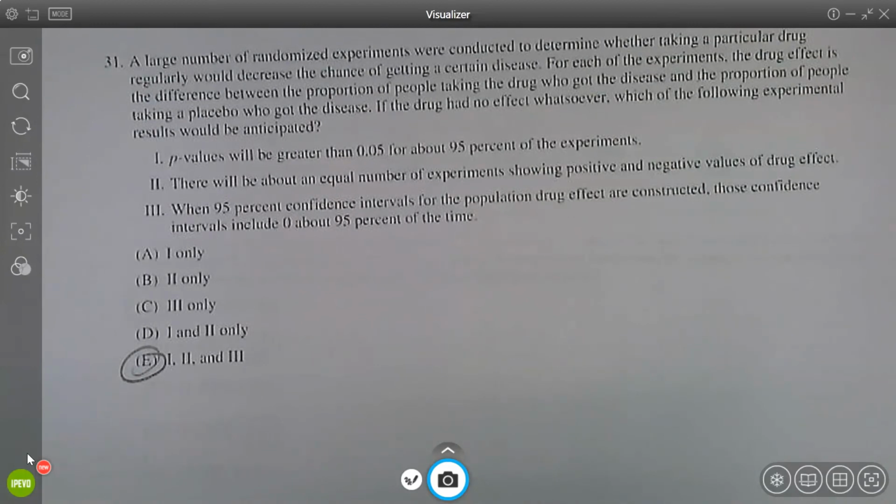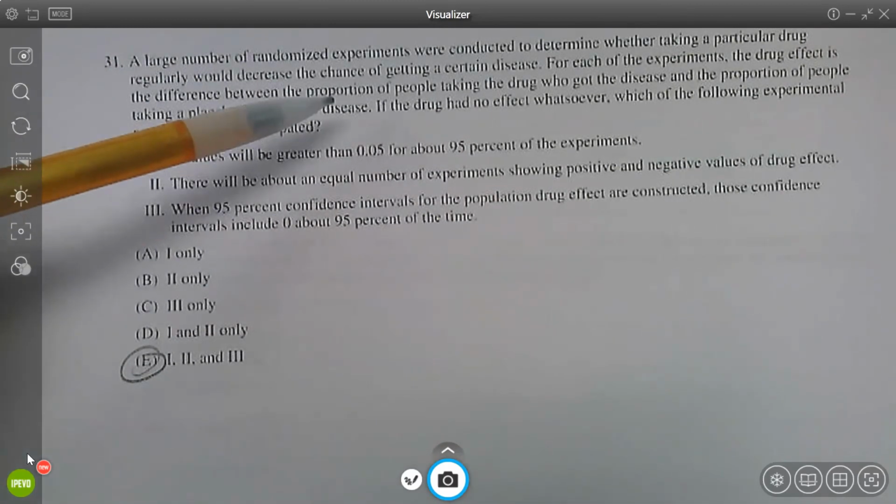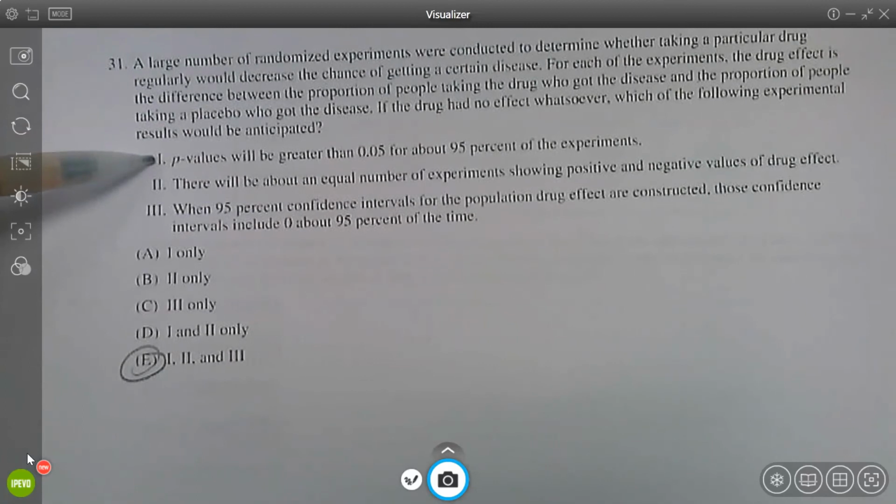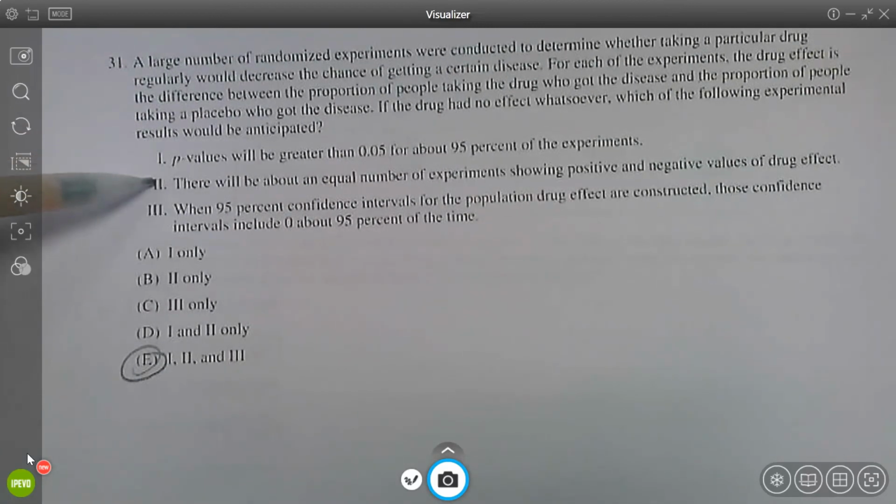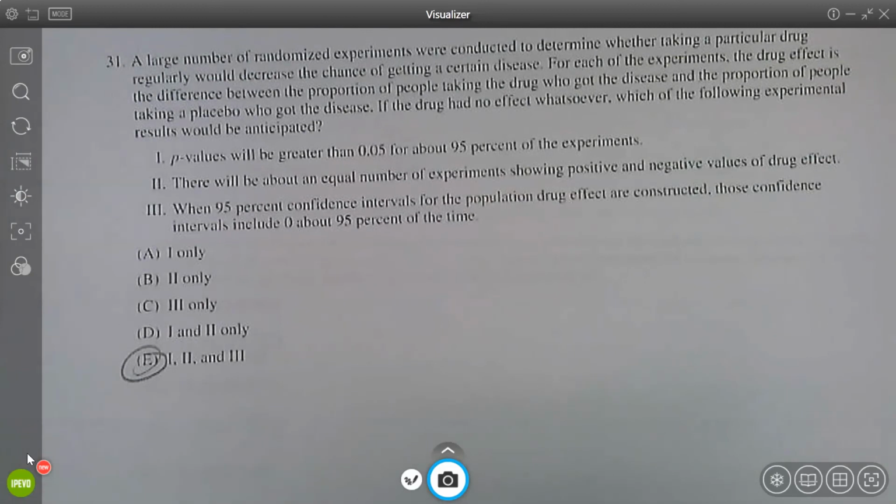Question 31. They did a whole bunch of randomized experiments, and they wanted to see if the drug had no effect whatsoever, which of the following results would be anticipated. Well, if the drug didn't have an effect, we'd expect to fail to reject the null quite a bit of time. There's an equal number of experiments showing positive and negative results. That makes sense because otherwise, if they're all in one direction, we'd think that the drug is effective. And when 95% confidence intervals are created, we're going to capture 0, meaning there was no difference a very large proportion of the time.